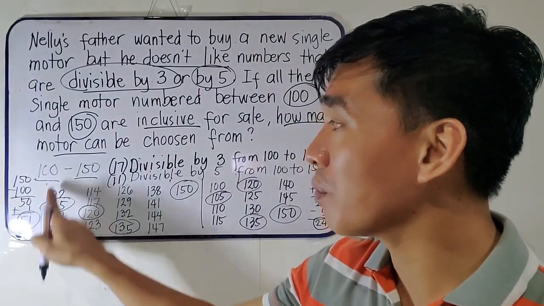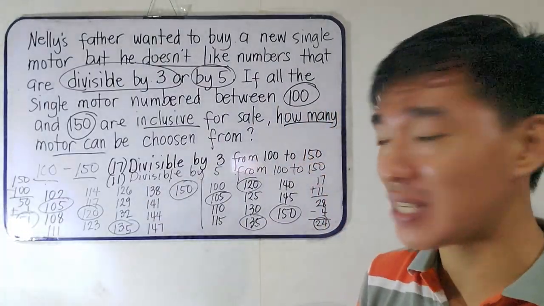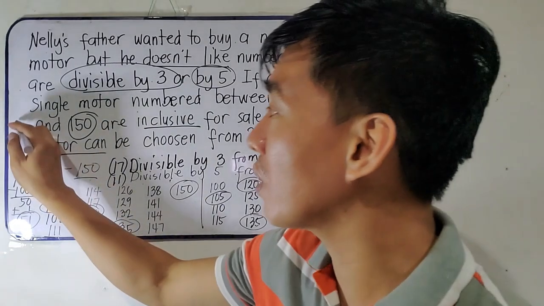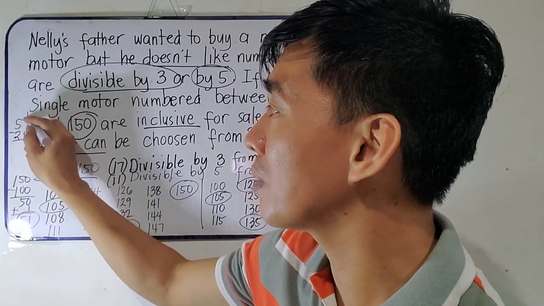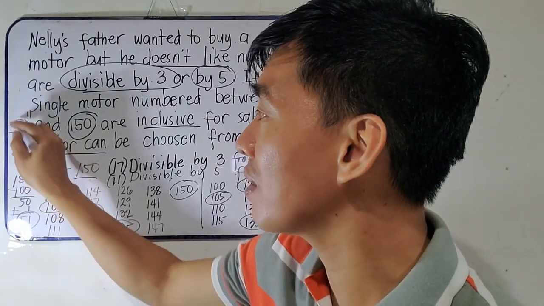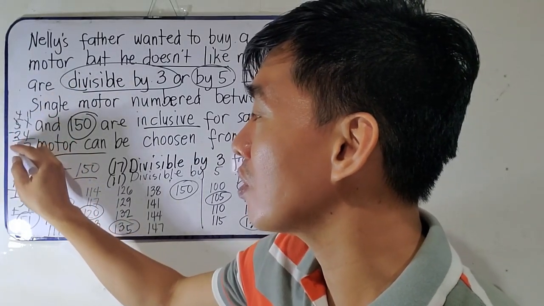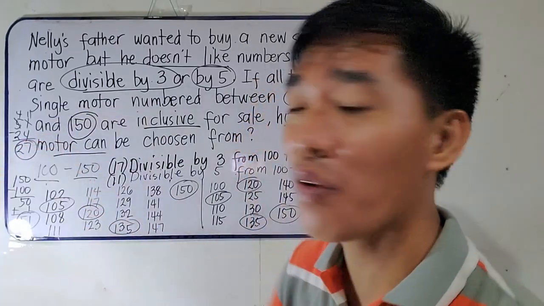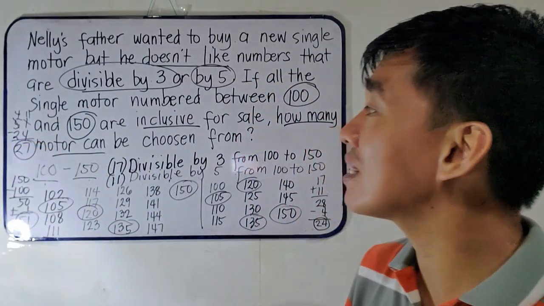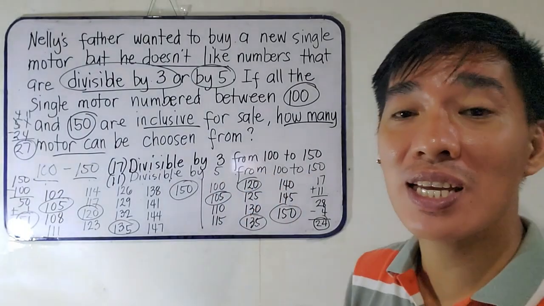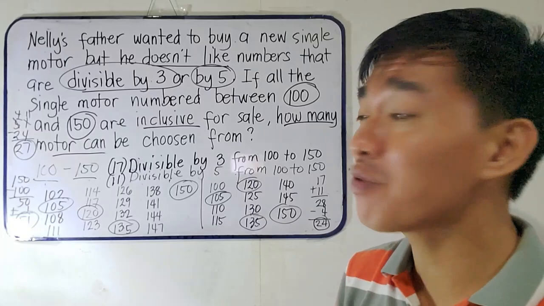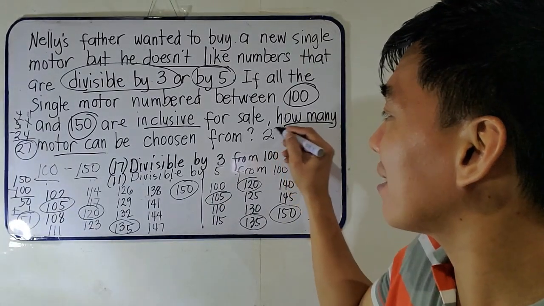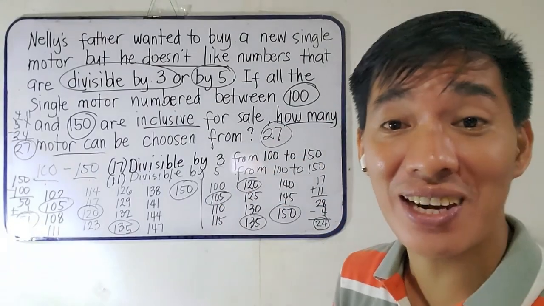Out of those 51 numbers from 100 to 150, we will take away 24. So 51 minus 24 is 27. Therefore, there are 27 numbers that he could choose from. Any question? The final answer is 27. Did you get it correctly?